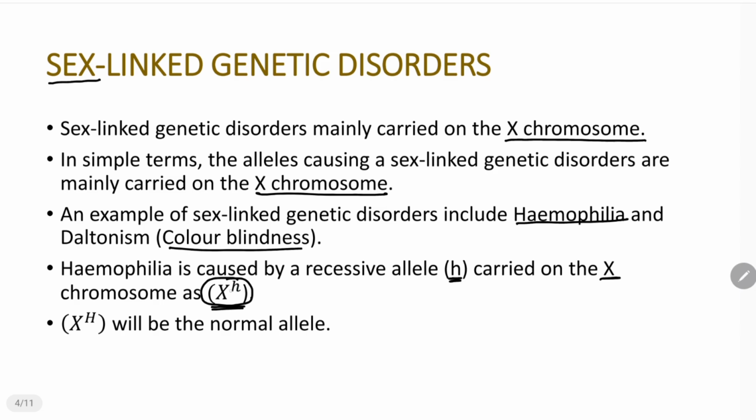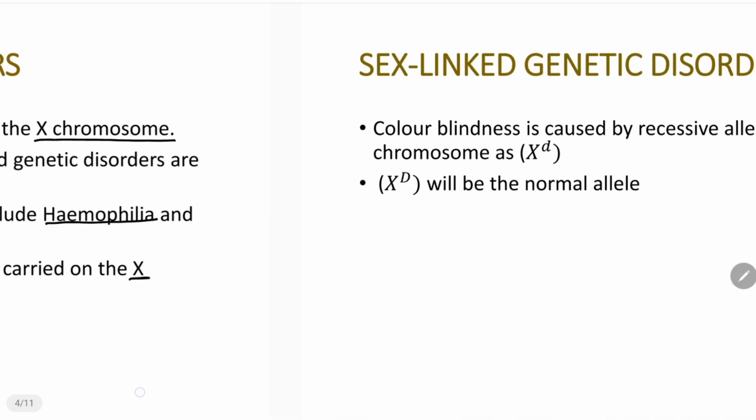So if this is our recessive allele, therefore the allele that is normal can only be X to the exponent of capital letter H. So the allele that is normal is going to be capital letter H. But also, since this is an allele related to hemophilia, and hemophilia is a sex-linked genetic disorder, it is also carried on the X chromosome. Hence, we write it as X to the exponent of capital letter H.